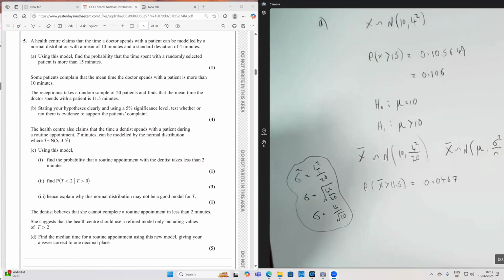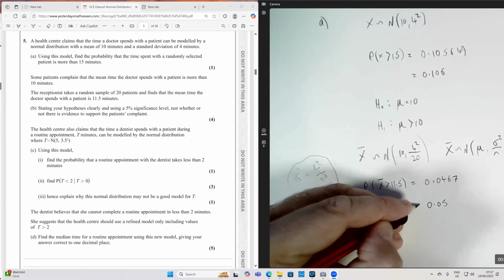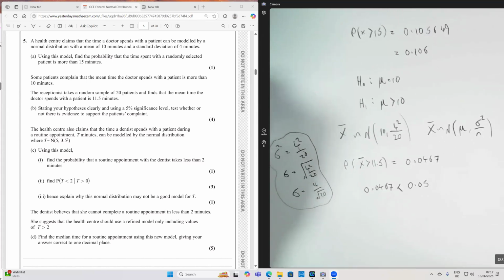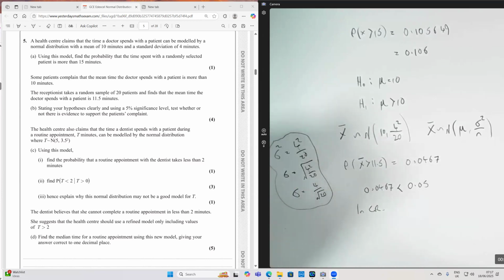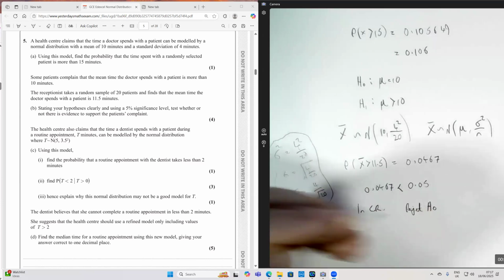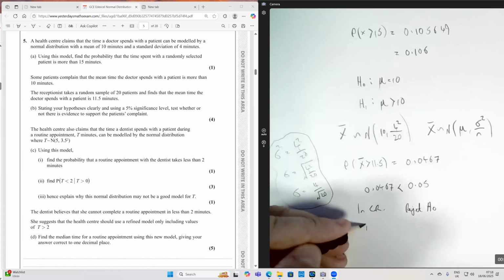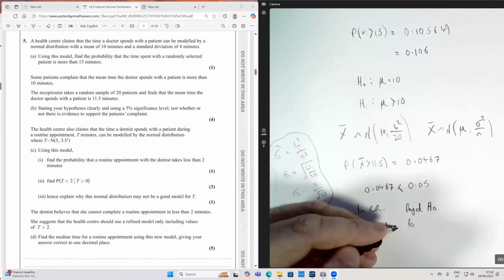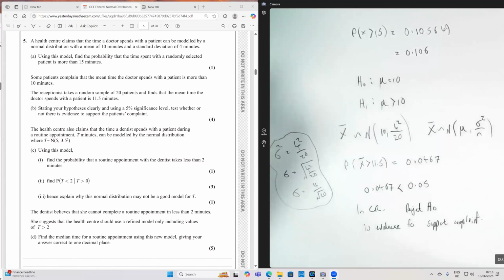0.0467. Now, it's a one-tail test. We're comparing it with a 5% level of significance. We have 0.0467, which is less than 5%. This means that we are in the critical region. This means that there is enough evidence to reject H0, so we can reject the null hypothesis, and we can say that at this significance level, there is evidence to support the complaint, because we are in the critical region. So we're going to reject H0. Okay, that's perfect. So that is part B done.